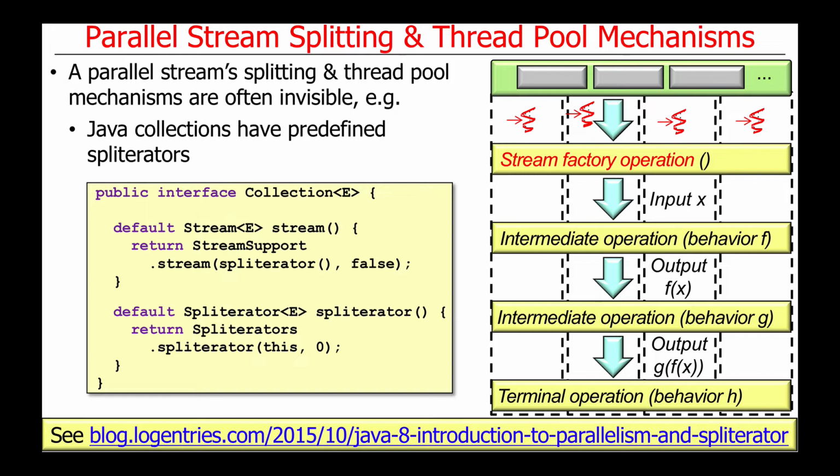And as you can see, the Collection interface itself has some default methods that handle spliterators and also handle streams. And then subclasses of Collection like ArrayList or HashMap or TreeSet can handle the splitting in different ways. There's also a way of being able to use the spliterator when a stream is created, either a parallel stream or a sequential stream.